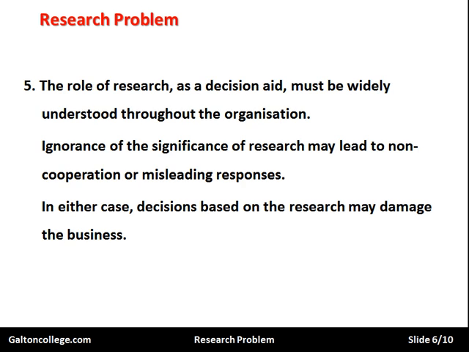The next problem, number 5, is the role of research as a decision aid. Now, this must be widely understood throughout the organization. Ignorance of the significance of research may lead to non-cooperation or misleading responses. In either case, decisions based on the research may damage the business. So it's important that the researcher understands and communicates the importance of the research. And this should be understood right throughout the organization.